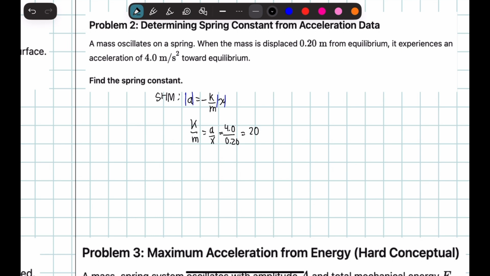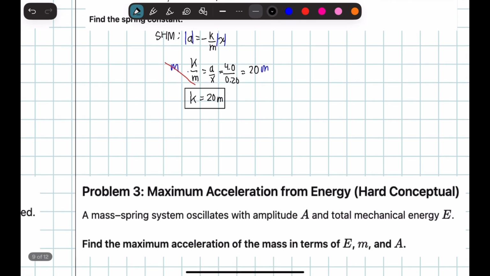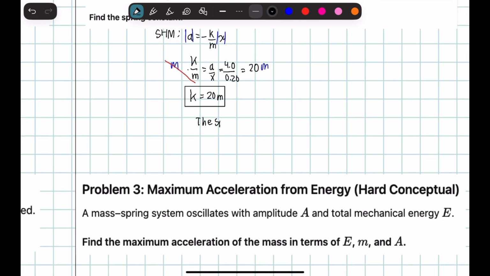Therefore, we know that k is equal to 20 over m, by multiplying both sides by m. And we have k, so that is our solution. That's our spring constant. And we know that the spring constant k is proportional to the mass.